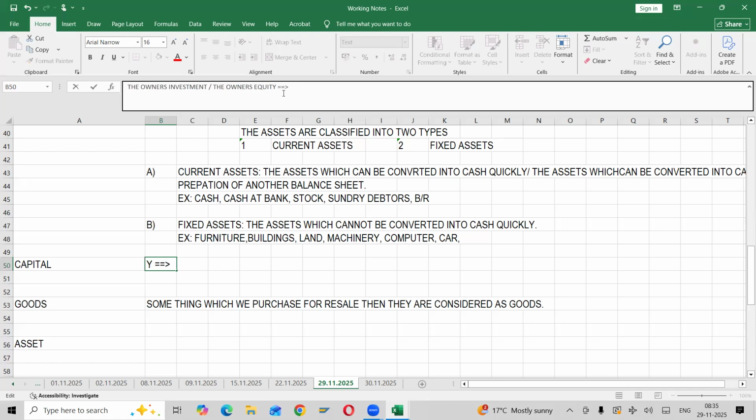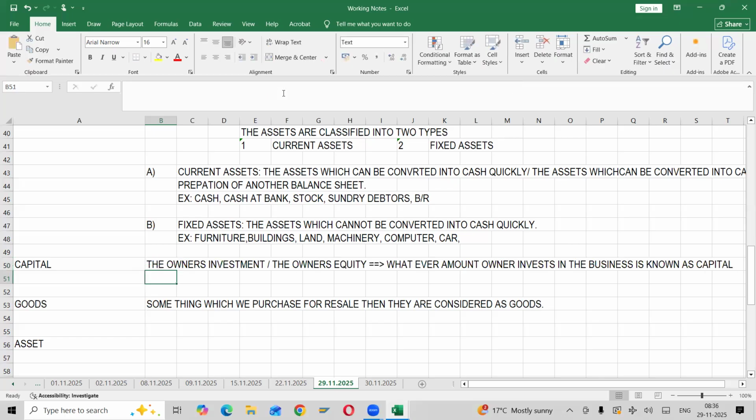Whatever amount the owner invests in the business is known as capital. Whatever amount the owner invests is considered as capital.